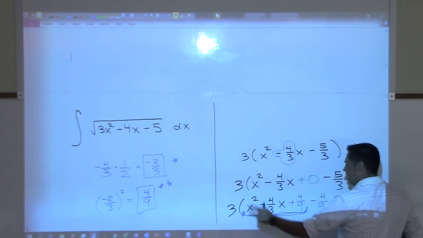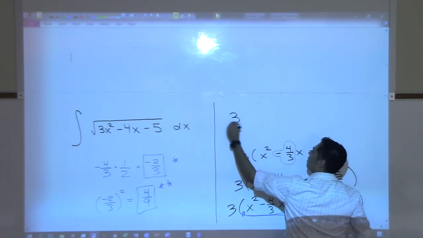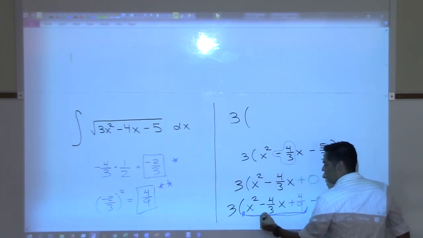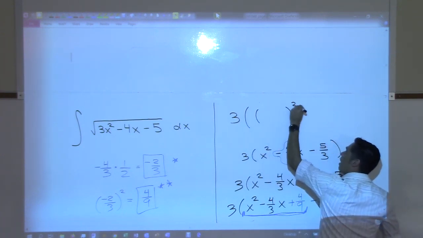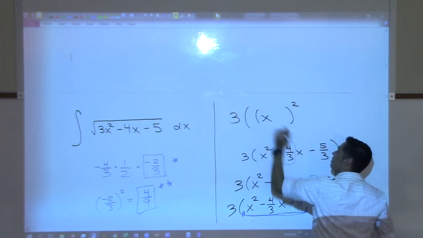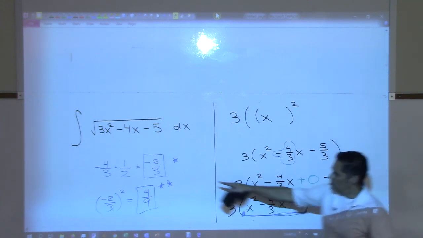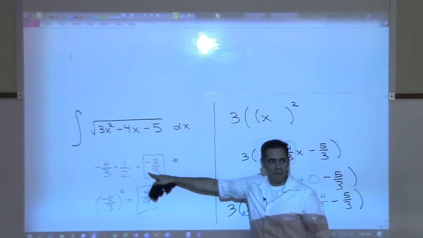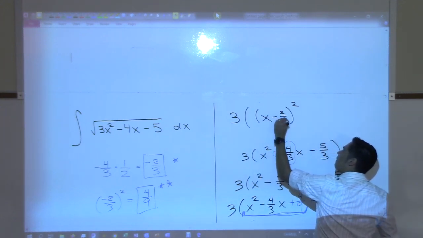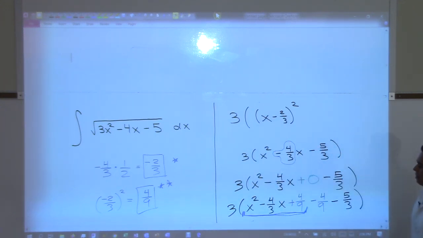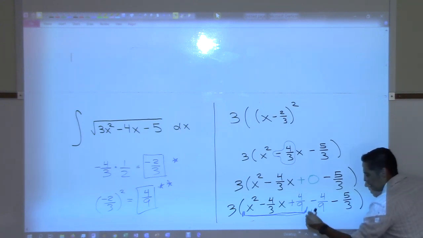So this whole thing is going to turn into this. 3 out front, parentheses. These three terms turn into another set of parentheses and then squared. And what it's going to be is x minus 2/3, and then that number, the first one, not the second one. So minus 2/3 plus or minus 4/9.